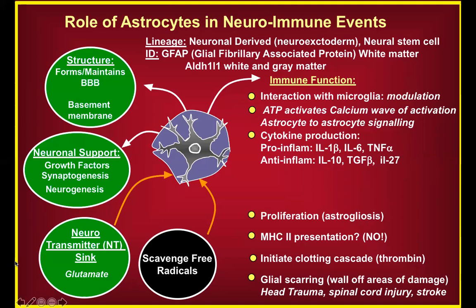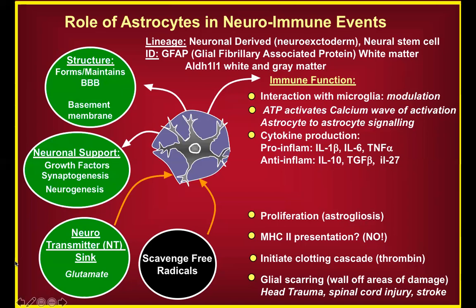They also do something called scavenging of free radicals. So again, like glutamate, you don't want to have all these reactive free radicals floating around, and they can uptake those and detoxify them. And we also see astrocytes important for glial scarring, which is walling off areas of damage.